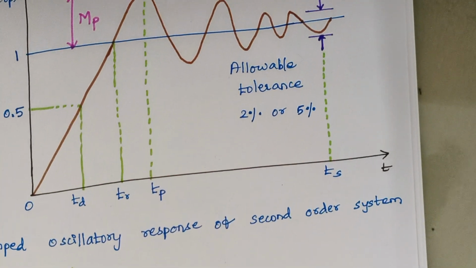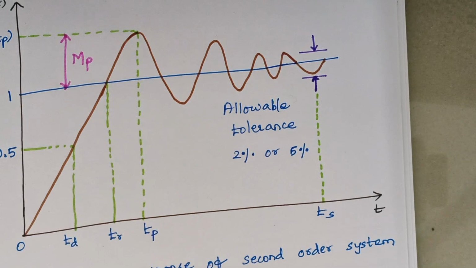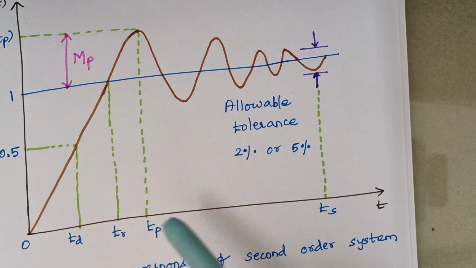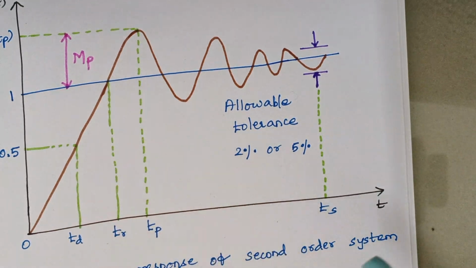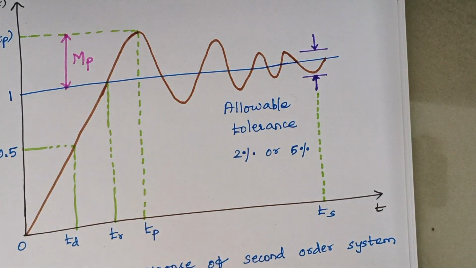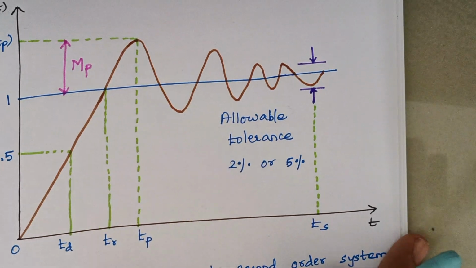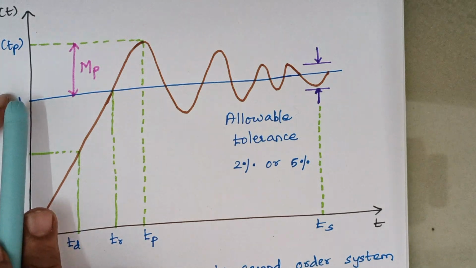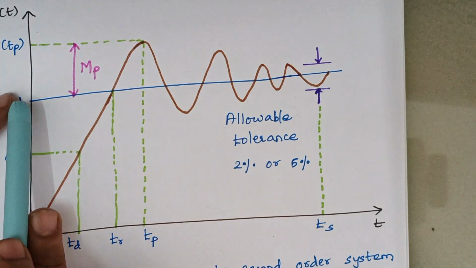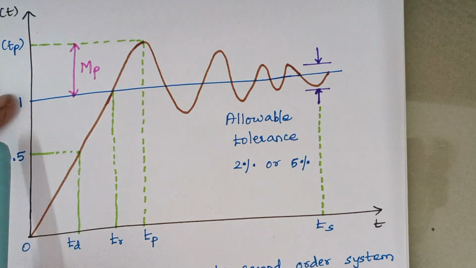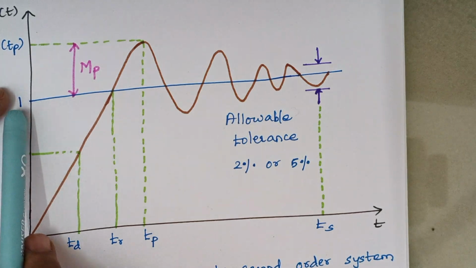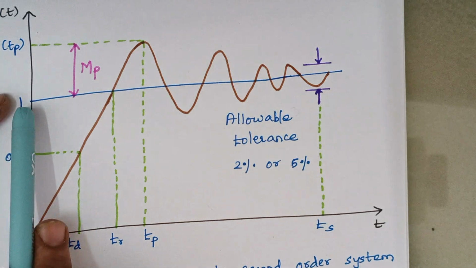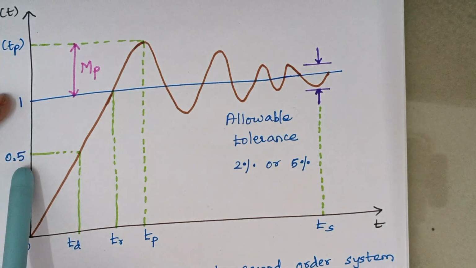So here the first one is delay time. Just look at the graph carefully. The delay time is nothing but the time taken to reach 50% of the final value for the very first time. So from this graph you see this is your final value, that is, your expected output value. So the time taken to reach 50% of its final value. Here the maximum value is taken as 1, right? So what is 50% of 1? Then it will be 0.5.